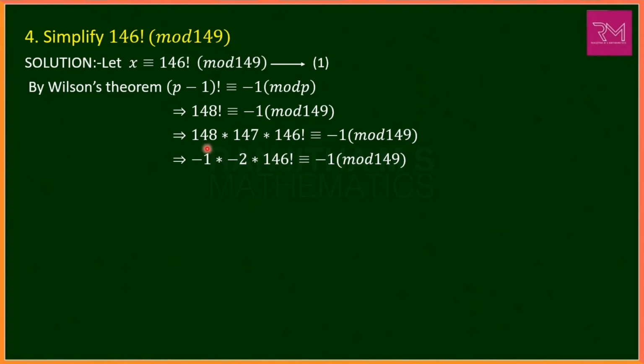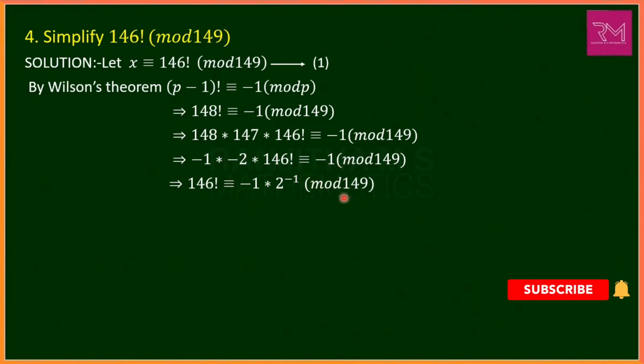So in the place of 148 we can substitute minus 1. In the place of 147 we can substitute minus 2. Here minus 1 into minus 2 is plus 2. If we take this plus 2 to the right hand side, that becomes 146 factorial, which is congruent to minus 1 as it is into 2 inverse under modulo 149. We obtained these values. Call this equation number 2.